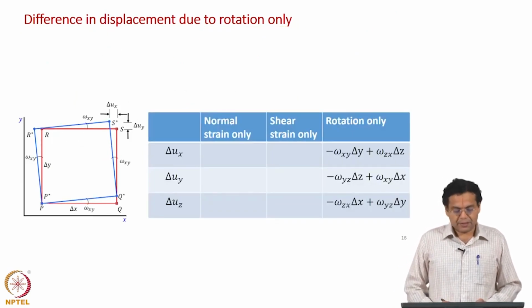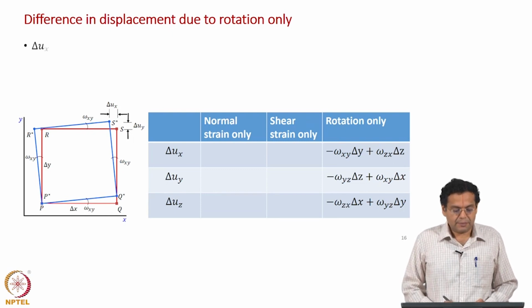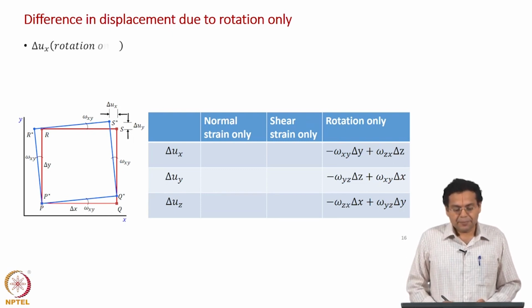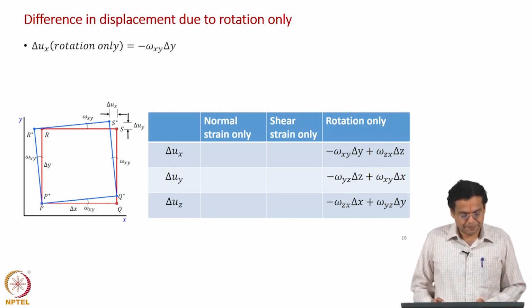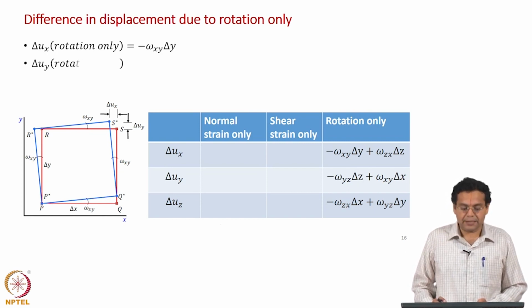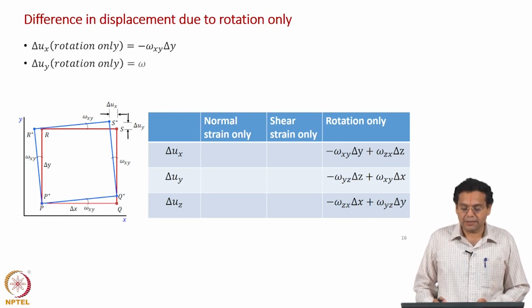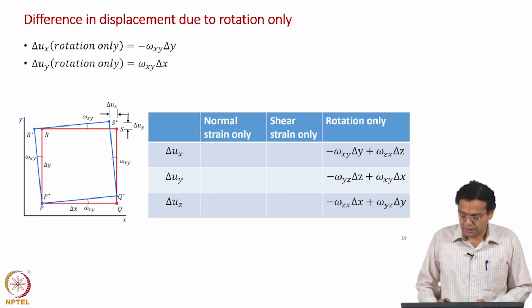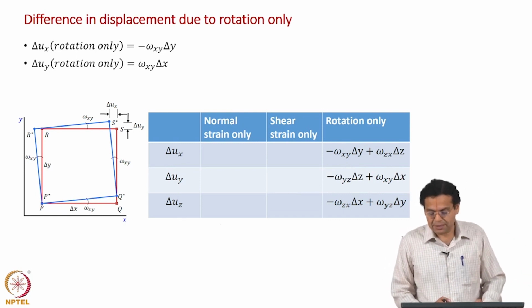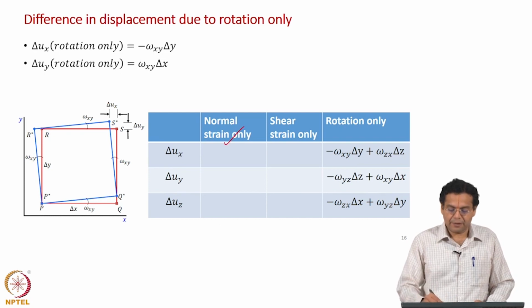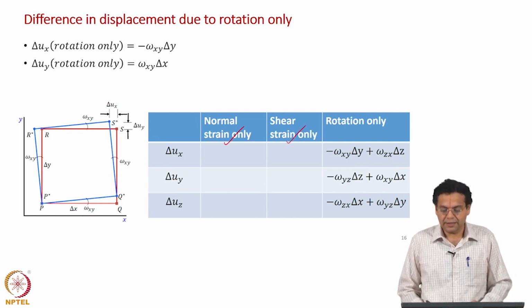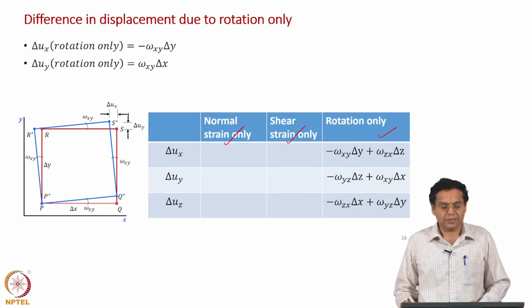Okay. So, now let us summarize the expressions which we have derived in the previous slide for difference in x displacement, difference in y displacement due to rotation only. Now, let us fill up this table. We have filled up normal strain, we have filled up shear strain, they are not shown just for clarity. Now, we have to fill up this rotation only.